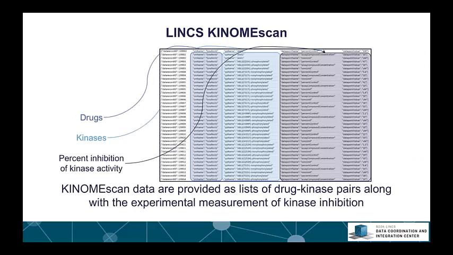The KINOMEscan dataset is structured as a list of small molecule-kinase-percent inhibition triplets. This information can be used to create a bipartite graph where small molecules belong to one set of nodes, kinases belong to the other set of nodes, and percent inhibition values define the weights of edges connecting the small molecules to kinases. In this case, the weights can simply be defined as the percent inhibition divided by 100. This gives edge weights ranging from 0 to 1, where 1 corresponds to complete inhibition of kinase activity by a small molecule.